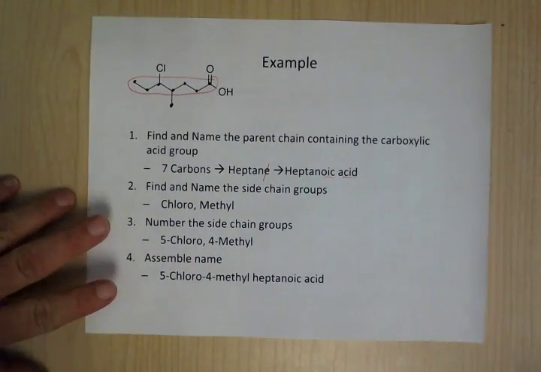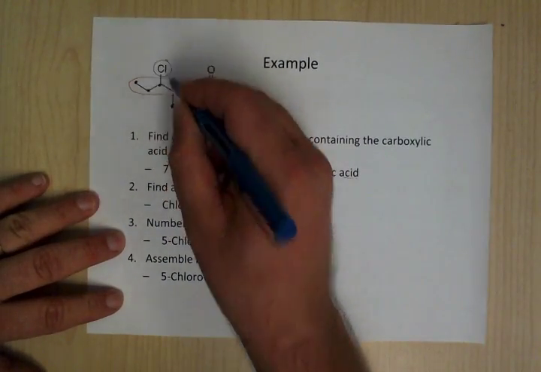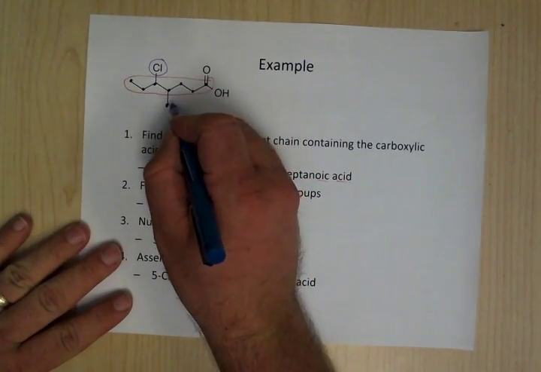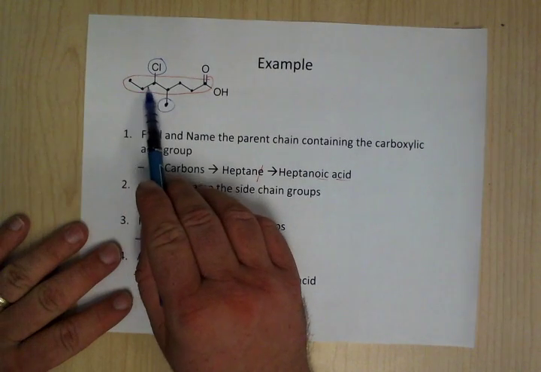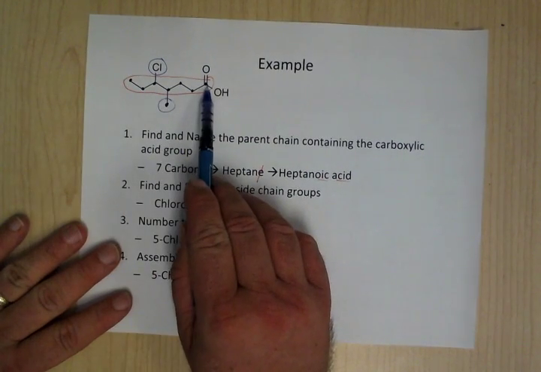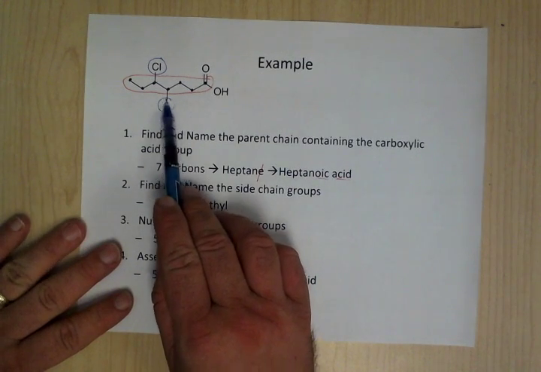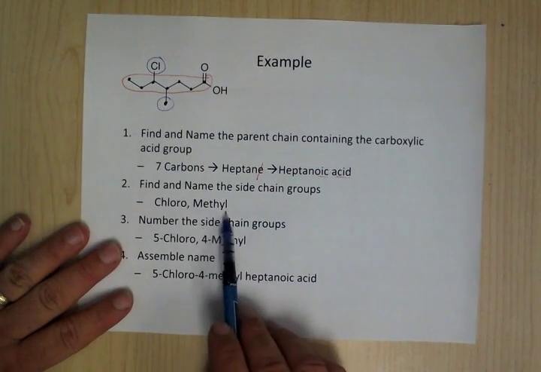Now you're going to find those side chains. You have a chlorine here, so it becomes chloro, and a methyl group here. Don't forget these 7 carbons are already named within the main chain, so we're just talking about the ones that are off the main chain. We only have a 1 carbon piece off that main chain, so it's methyl.